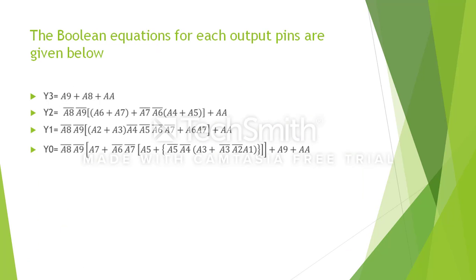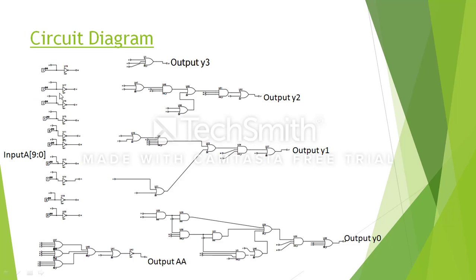We have implemented this truth table in Boolean equations. The output pin Y3 has the Boolean expression we have shown here, and similarly this is the expression for Y2, and this is for Y1, and so on. We have implemented these Boolean expressions in our logic circuit, which is shown here. The input pins are on the left side of the circuit, and on the right side there are 4 major blocks, which are for output pins Y3, Y2, Y1 and Y0.